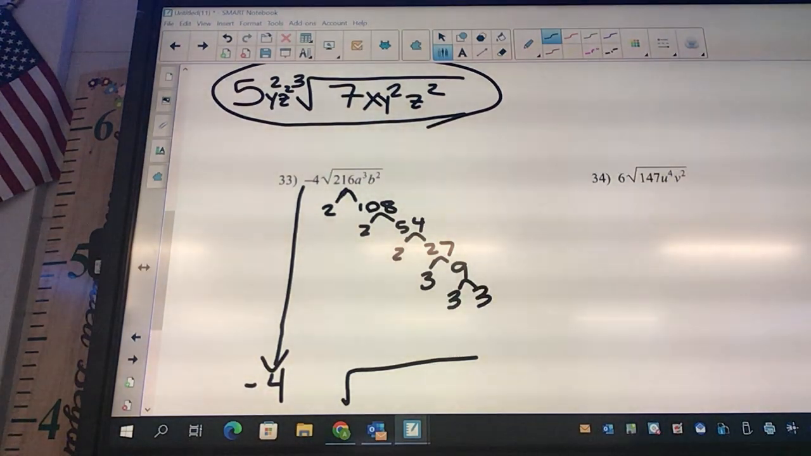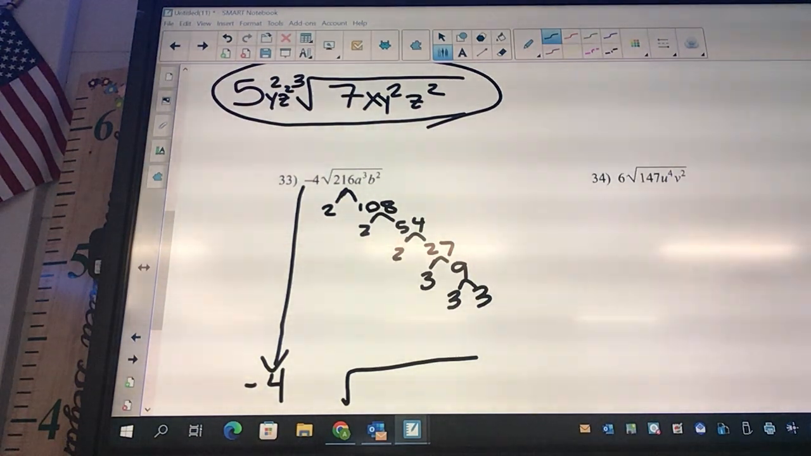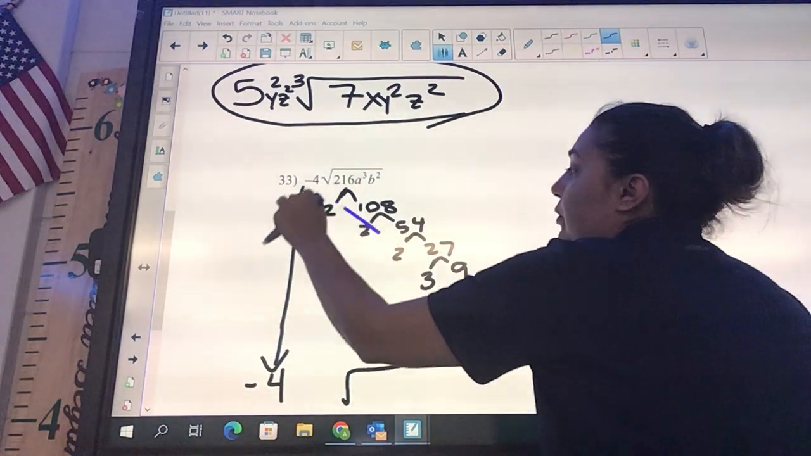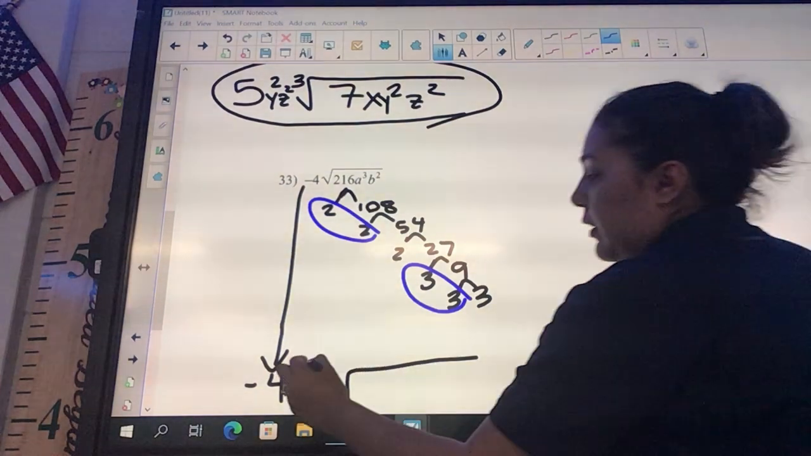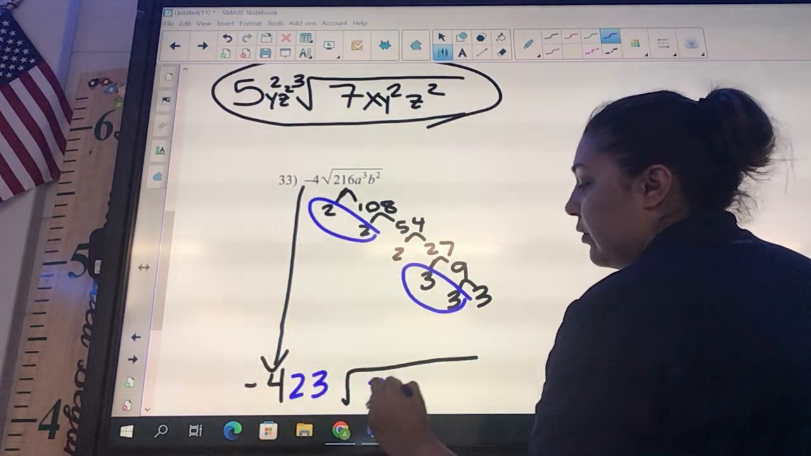What is our group number? 2 is the group number. So these two 2s can go, and then two 3s can go. So we got a 2 and a 3 and a 2 and a 3.